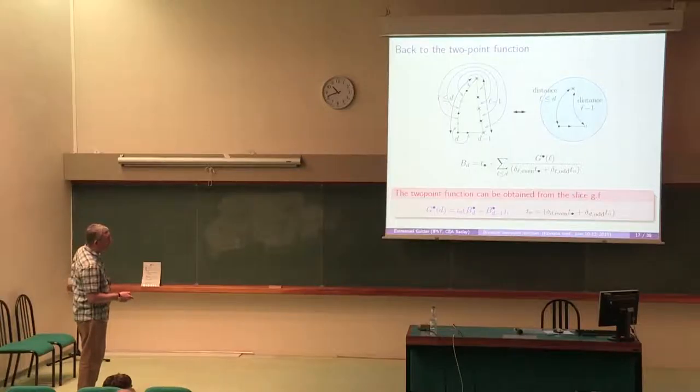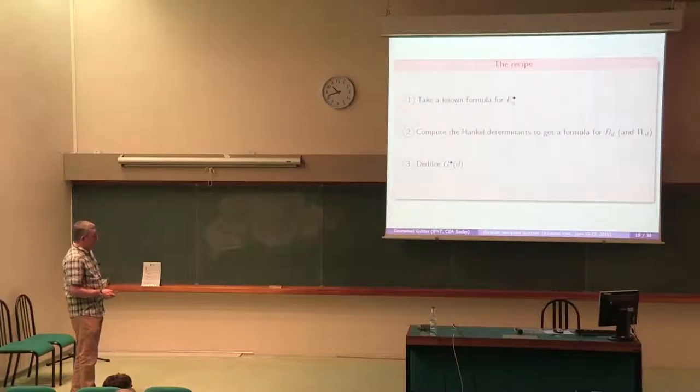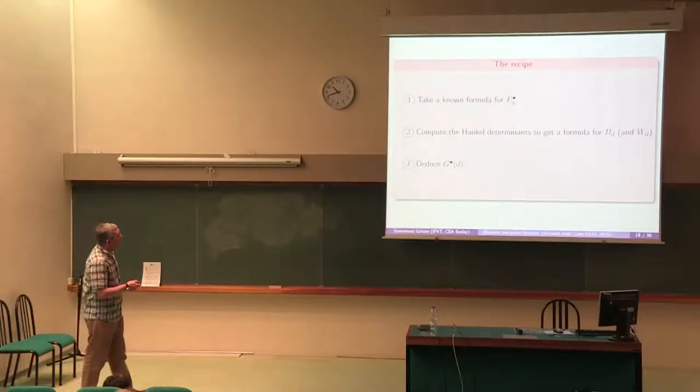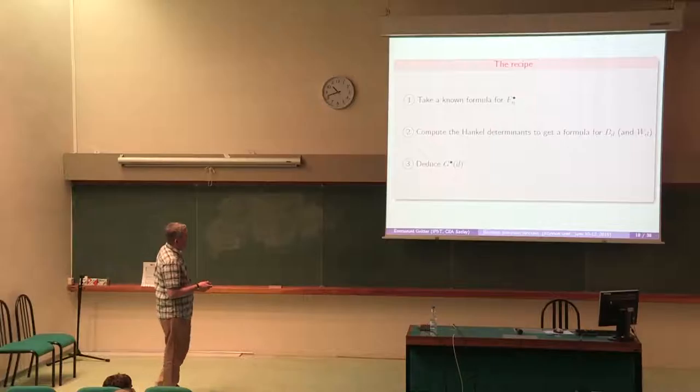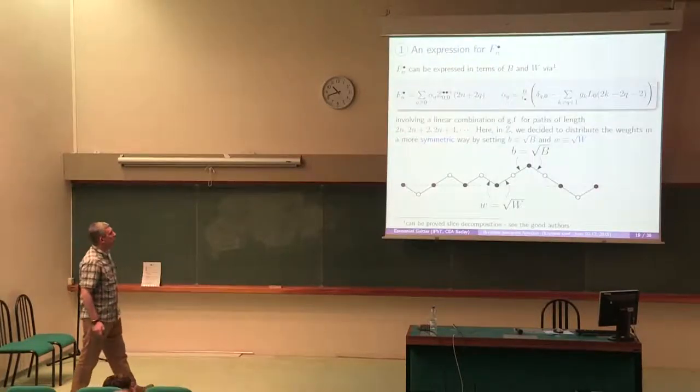Times T, the color of the pointed vertex, which is black if D is even, or white if D is odd. So it's completely explicit. The recipe is to take a known formula for Fn, compute Unckel determinants, and get formulas for B and W. That's what we are going to do.